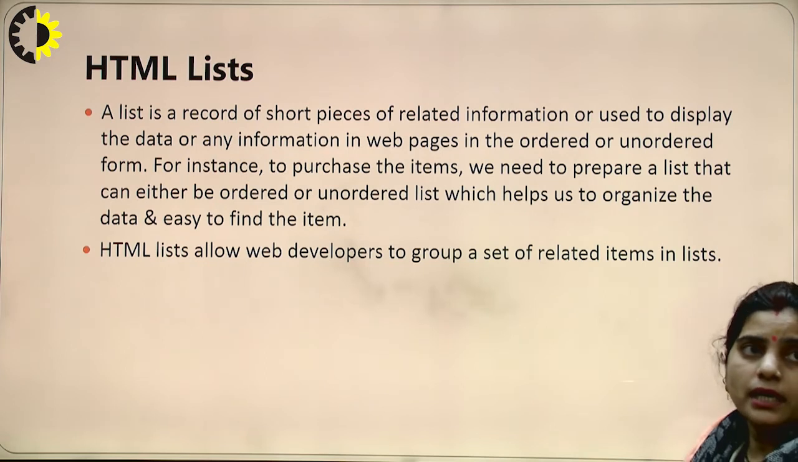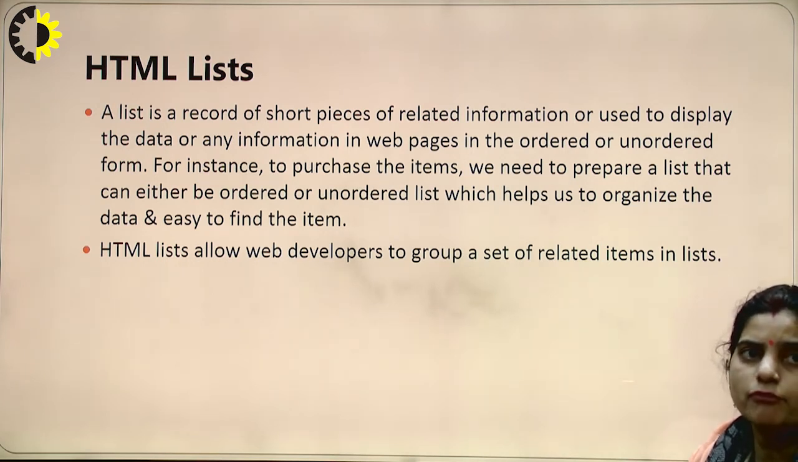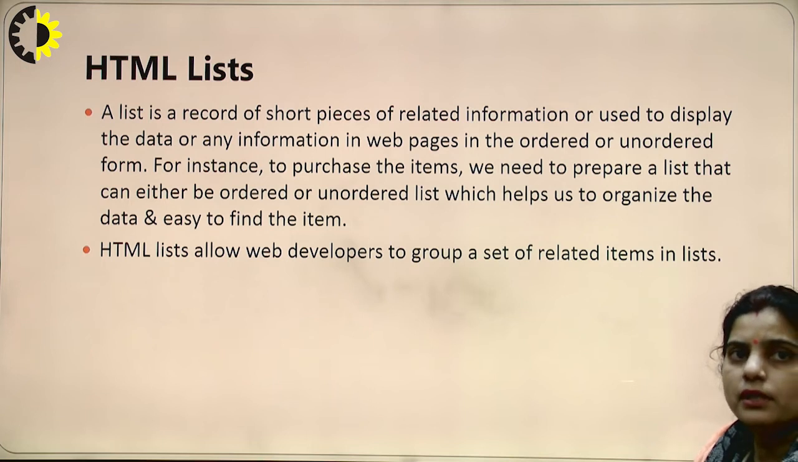Next is the HTML list. Basically, what do we mean by list? A list is a container of records, or related information, which is used to display data inside web pages. It can be in an ordered form, or it can be in an unordered form.